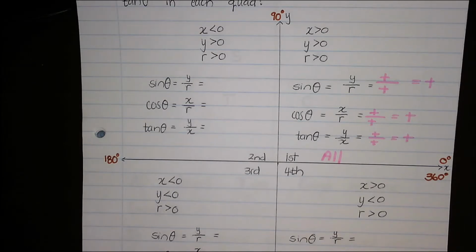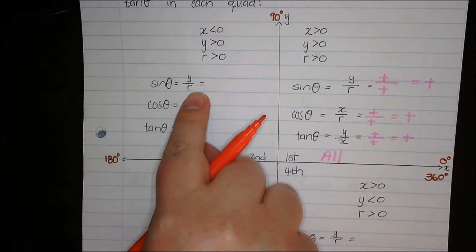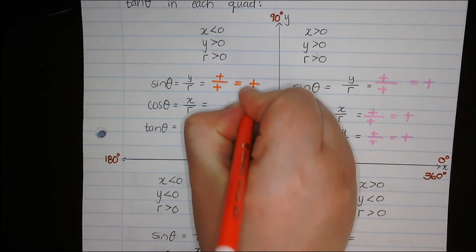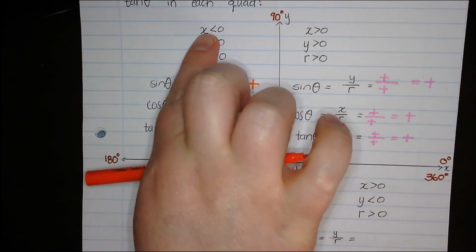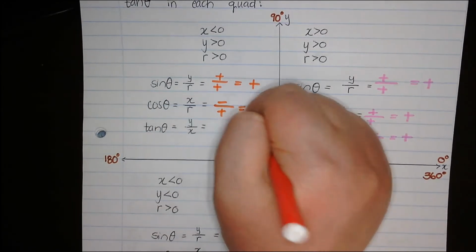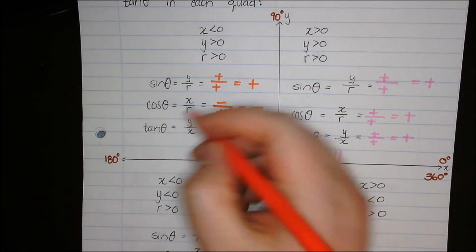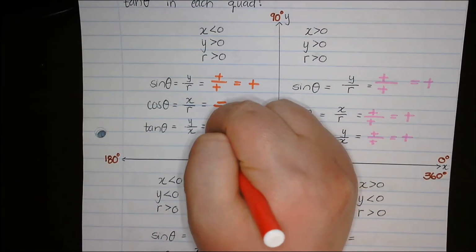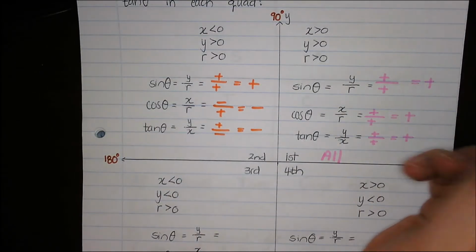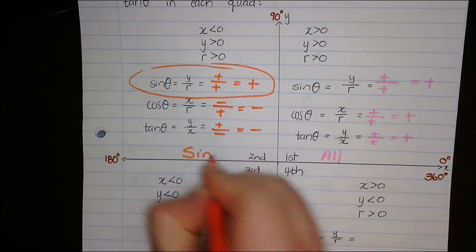Now, for the second quadrant, sine is y over r. Y is positive, r is positive, so sine is going to be positive. X is negative, r is positive, so cosine is going to be negative. Negative divided by positive is negative. For tan, y is going to be positive and x is going to be negative, so tan is also going to be negative. The only positive ratio is sine in the second quadrant.